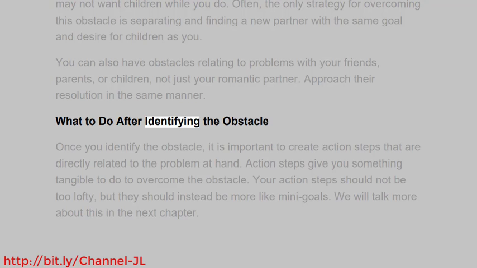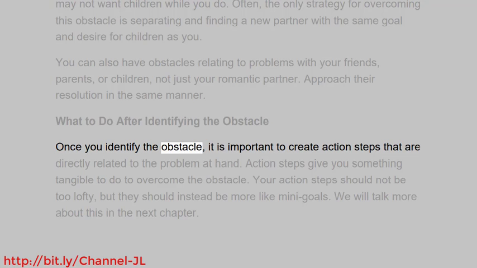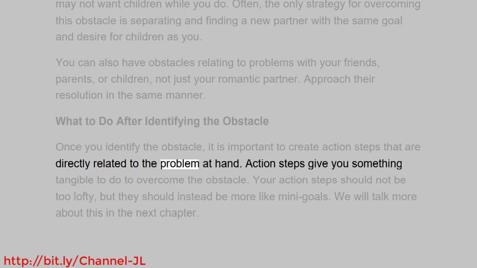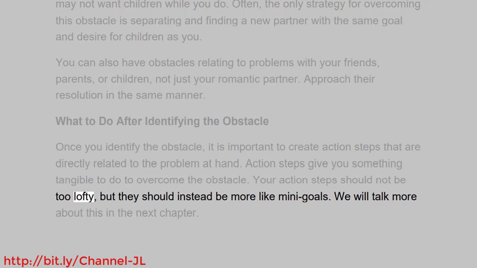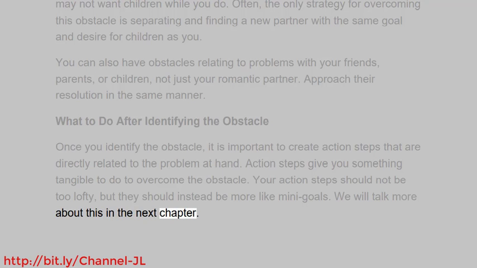What to do after identifying the obstacle? Once you identify the obstacle, it is important to create action steps that are directly related to the problem at hand. Action steps give you something tangible to do to overcome the obstacle. Your action steps should not be too lofty, but they should instead be more like mini goals. We will talk more about this in the next chapter.